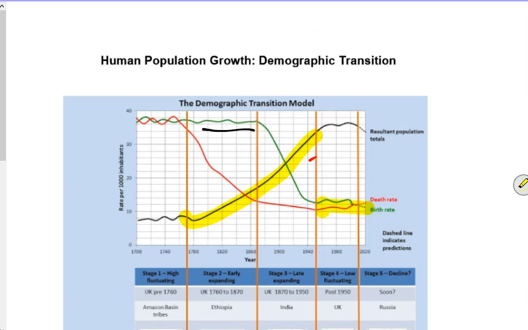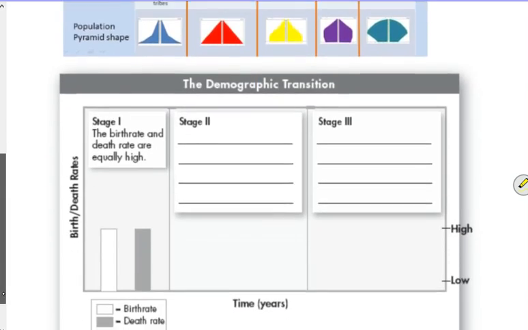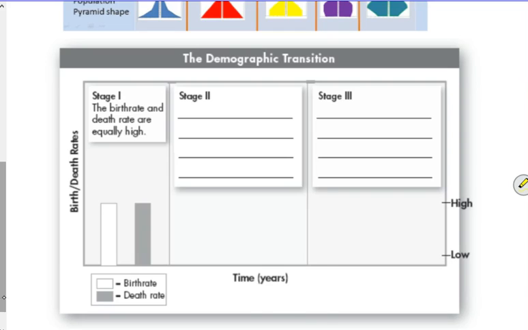We're going to write the definitions for those three stages right here. Stage 1 is done for you. In stage 1, the birth rate and the death rate are equally high. In stage 2, which one falls? Birth rate or death rate? Death rate, because there's better sanitation, better technology, so birth rate remains the same. Birth rate remains high. Death rate drops.